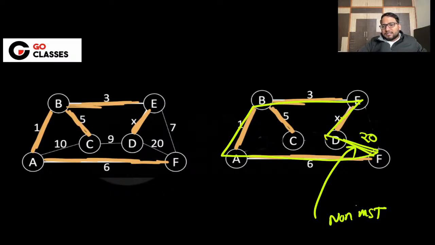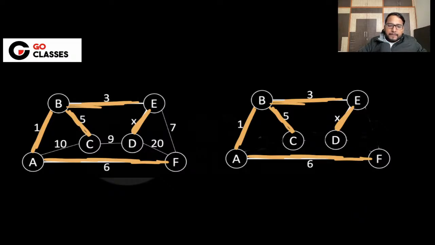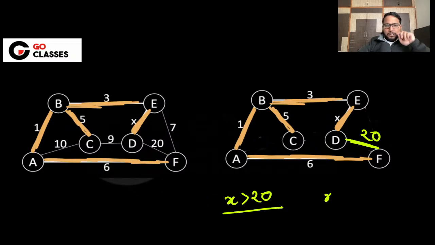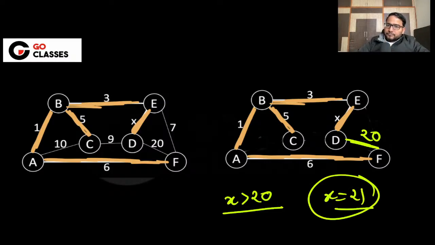If the answer is yes, then what can you say about this non-MST edge weight? See here, this 20 is forming a cycle. Then you can say that X must be less than or equal to 20. It cannot be greater than 20. See, if X is greater than 20, let's suppose X is 21, can it be part of the MST? It will be the highest, right?